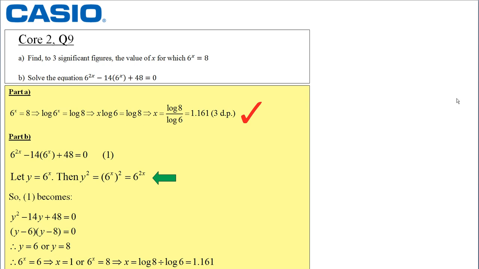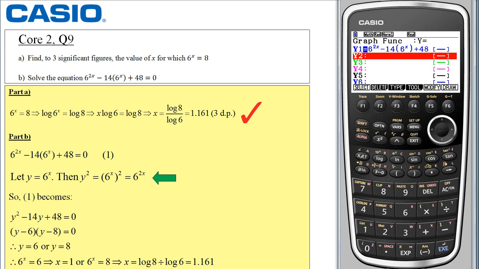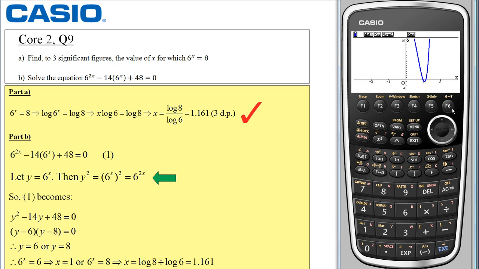If I use the Casio graphical calculator, in option 5, the graph function menu, I've already keyed in the function y equals 6 to the power 2x, take away 14 times 6 to the power x, plus 48. And I can use F6 now to draw this function. And of course, I'm interested in the roots because the roots are the values such that the function equals 0. So if I select F5 for G-Solve and F1 for root, the first root is at 1, 0.